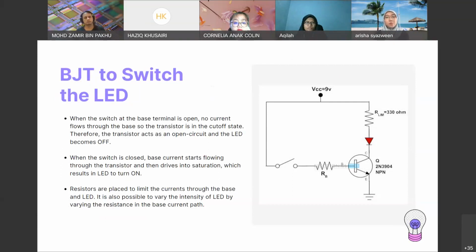When the switch is closed, base current starts flowing through the transistor and drives it into saturation, which results in the LED turning on. Resistors are placed to limit the currents through the base and LED. It is also possible to vary the intensity of the LED by varying the resistance in the base current path.